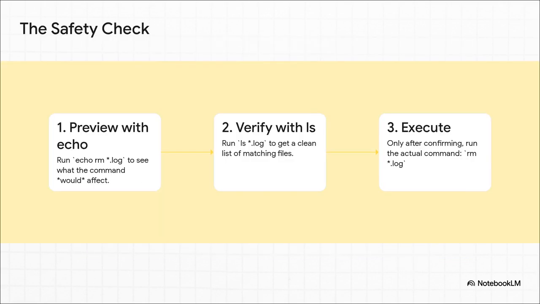This brings us to the safety check, a habit that every command line pro lives by. Before you ever run a dangerous command, you preview it. First, use echo. The shell still expands your glob pattern, but echo just prints the full command to your screen without actually running it. You can also use ls with the same pattern to see a nice, clean list of what would be affected. Only when you are 100% sure that list is correct do you actually run the real command.